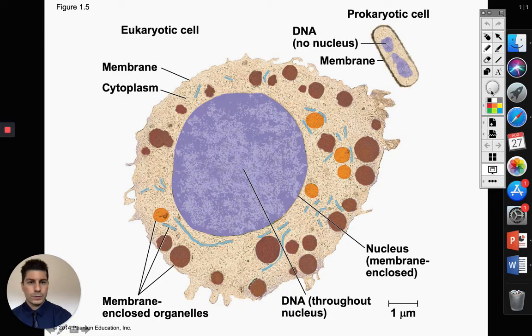If I were to spell that out for you, just real quick. The nucleoid is spelled N-U-C-L-E-O-I-D. So that's the nucleoid area. Sorry guys, my writing is not great. But anyway, so that's the area that contains the DNA.